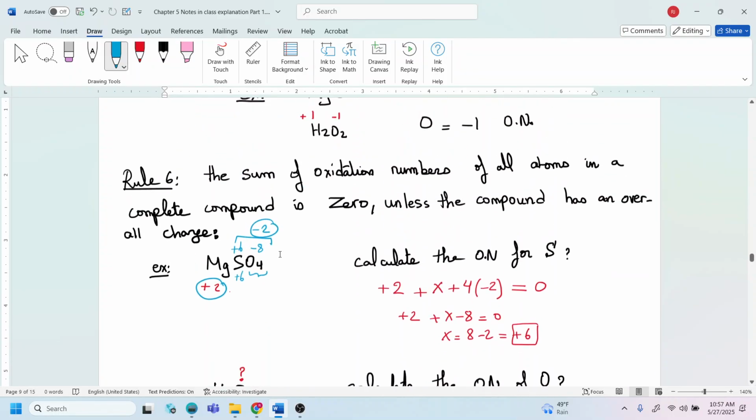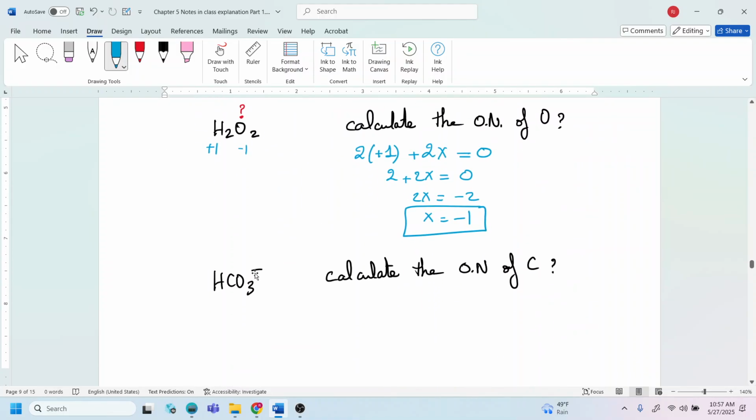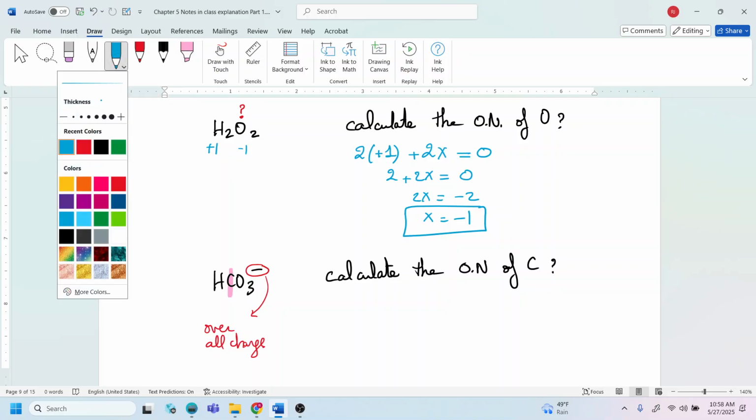Now, remember what we said over here, unless the compound has an overall charge, this is an example of that. So see this negative charge that you see for the compound? This is the overall charge. So now my overall charge is not 0, it is negative 1. So you have to take it into consideration. I need to calculate the oxidation number for carbon. This I don't know, so that is going to be my unknown.